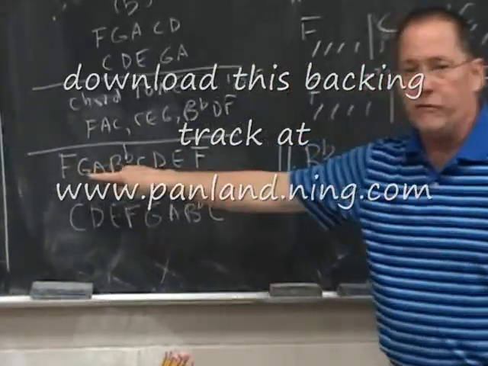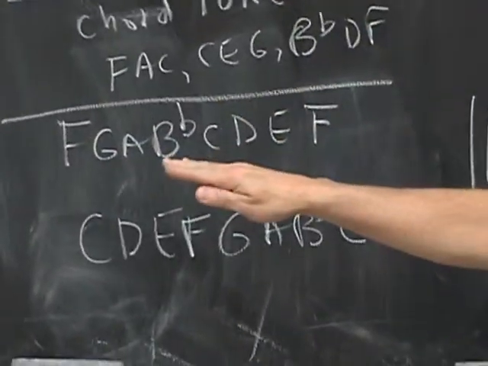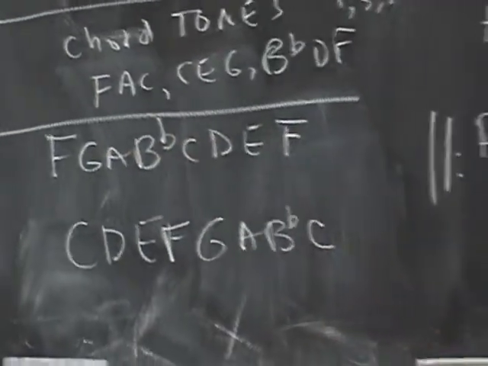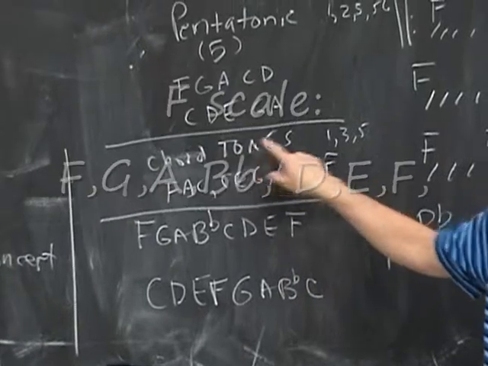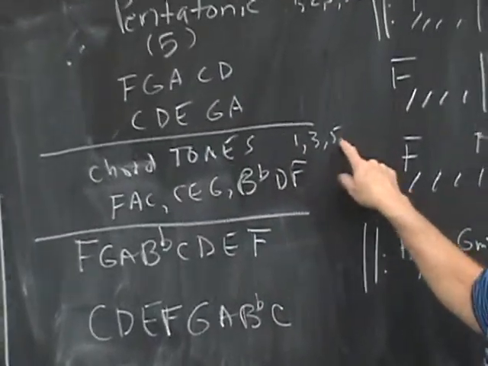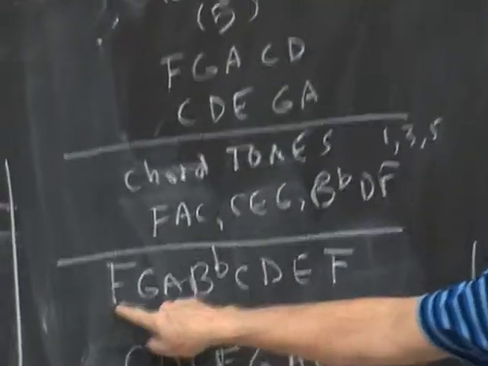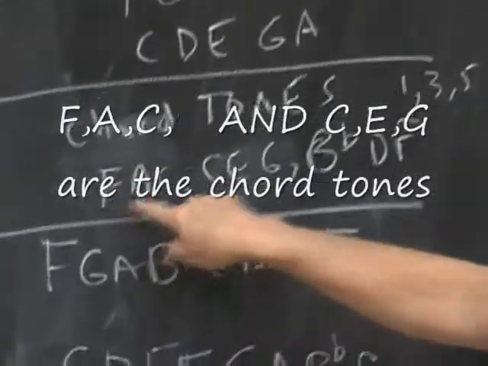This is the F scale. It's the F major scale. Anything in this note pattern would work. If you want to get more adventurous, I suggest using chord tones. The chord tones are the first, third, and fifth note of each chord. There's the first, third, and fifth. So we have F, A, C.